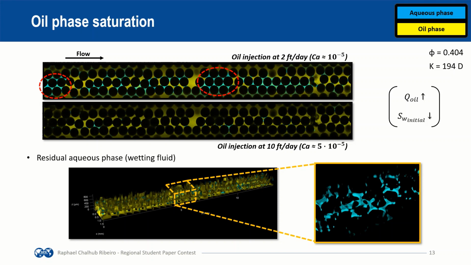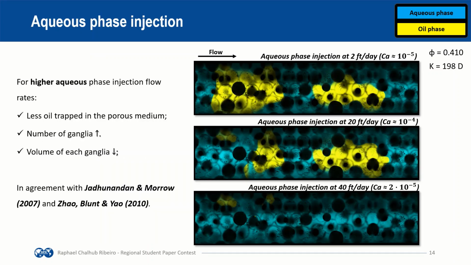A 3D visualization is also possible, allowing the analysis of the residual aqueous phase. The images of this step also show the wetting pattern of the glass beads. After the device is saturated with the oil phase, we start the aqueous phase injection.